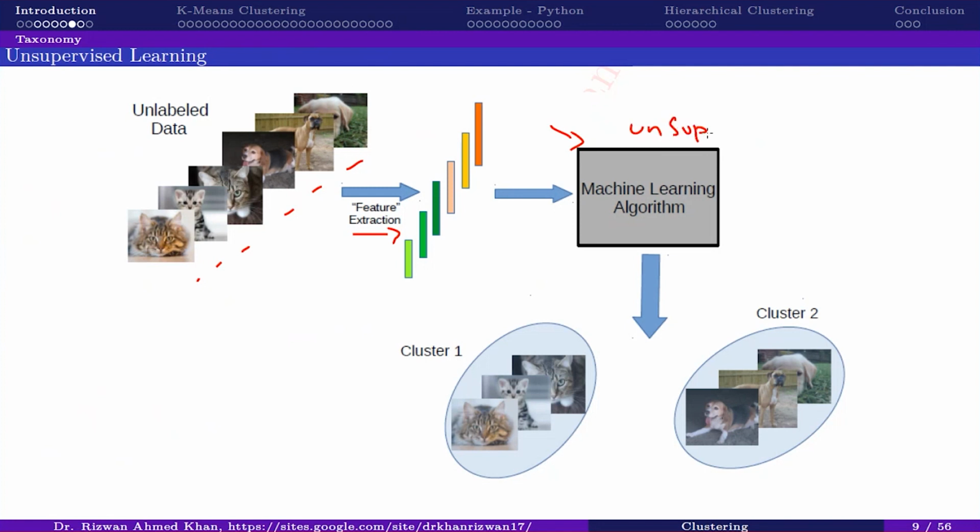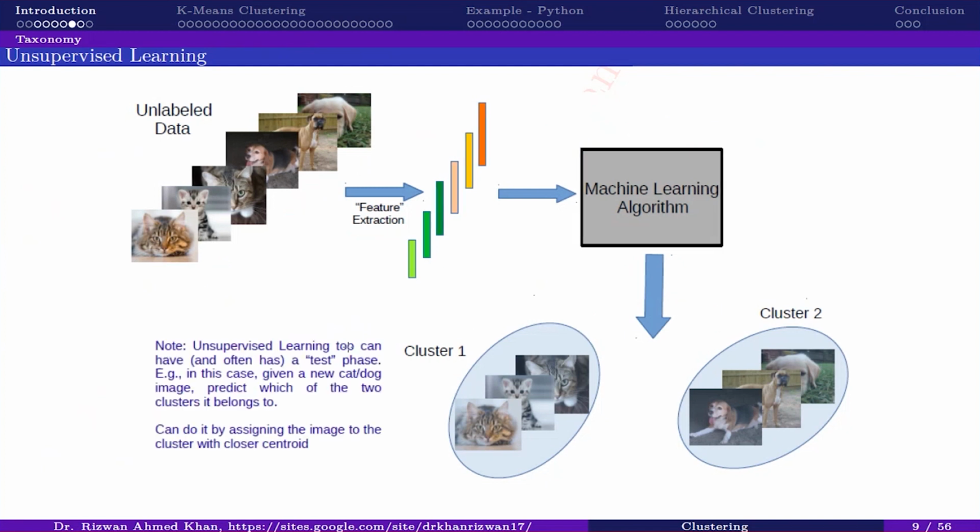So this would be an unsupervised machine learning algorithm. In an unsupervised machine learning algorithm, the output would be distinct clusters based on the structure present within the data, right? So this is the complete intuition of unsupervised learning.